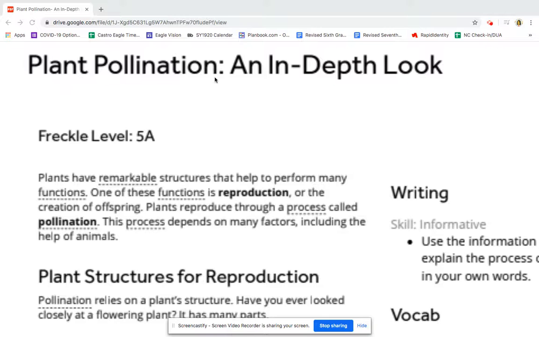Plant pollination, an in depth look. Plants have remarkable structures that help to perform many functions. One of these functions is reproduction, or the creation of offspring. Plants reproduce through a process called pollination. This process depends on many factors, including the help of animals.